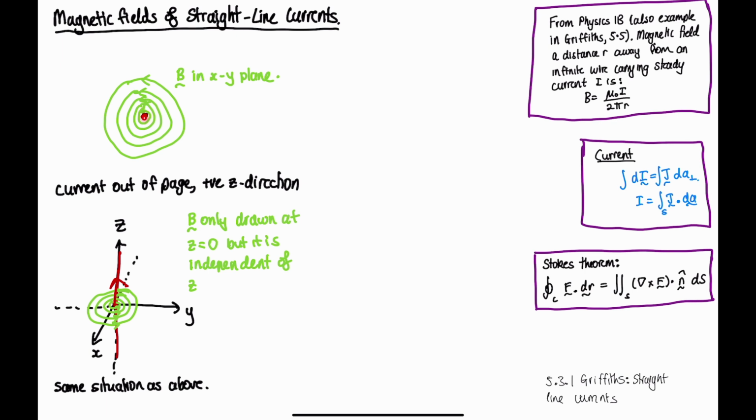So I've sketched here what this magnetic field looks like. In this case, the current is shown by the red dot and it's coming up out of the screen. And we're going to call that direction the Z direction. And so the magnetic field loops around and drops off as 1 over R, as I've tried to draw here.